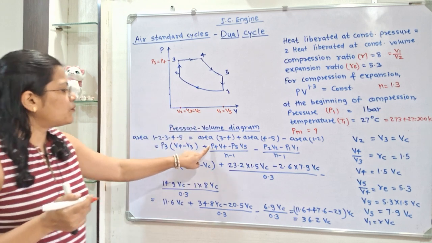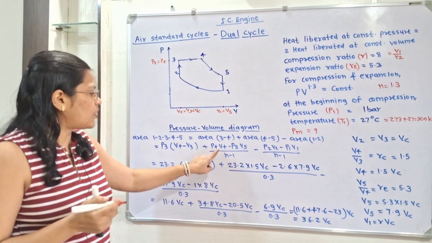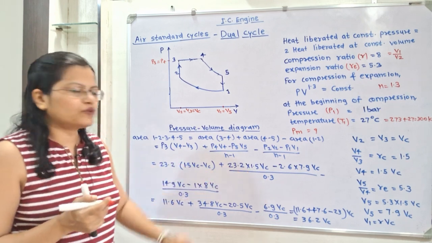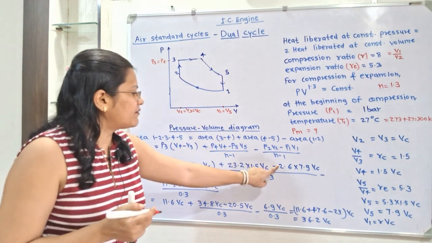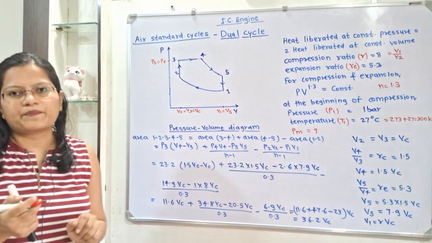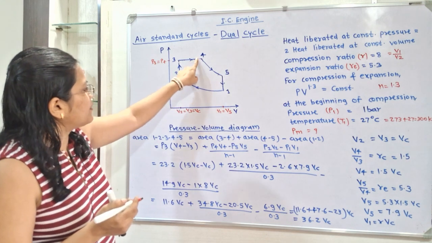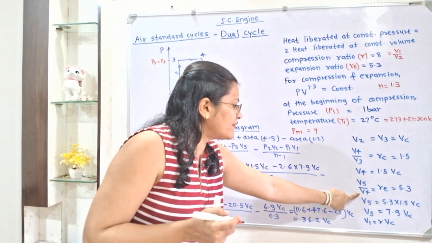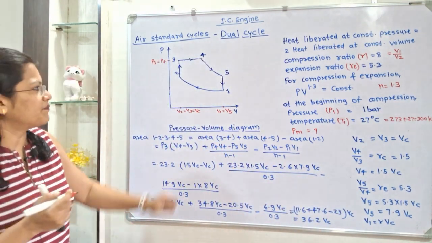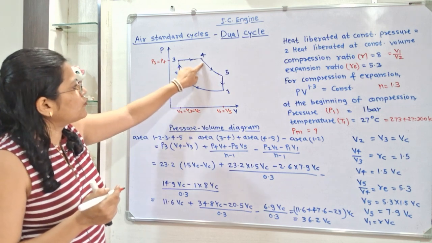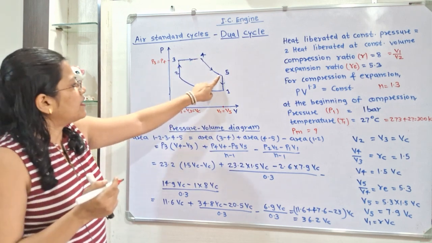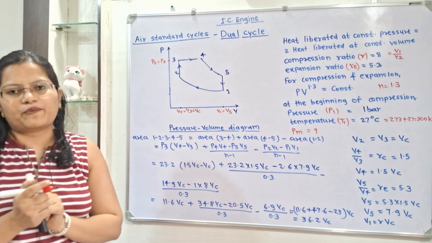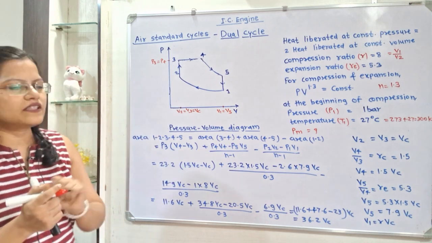Now plus, we will put the value of P4, 23.2. Now what about V4? V4 is equal to 1.5 Vc, so we will put that here. Now minus P5. P5 is 2.6. And what about V5? So how to find the V4 and V5 relation? Again we will use V5 by V4, known as Re. If we observe, 4 to 5 is the expansion ratio, and V5 by V4 is known as Re, and Re is equal to 5.3. That is mentioned in the question.